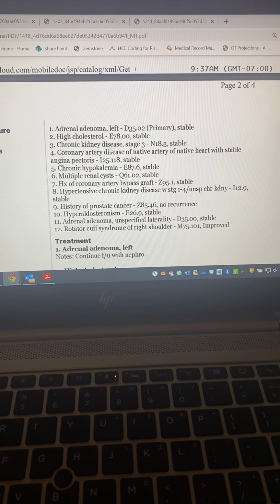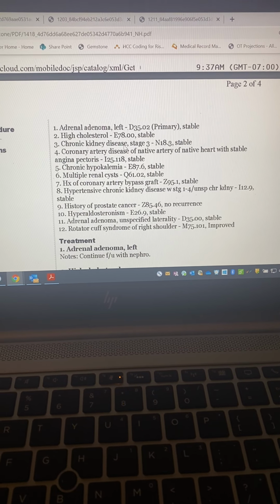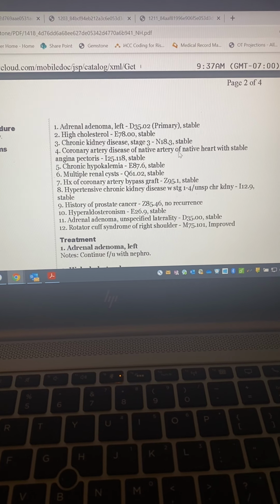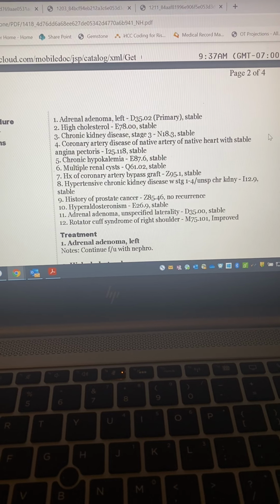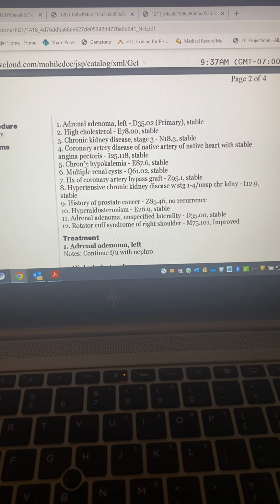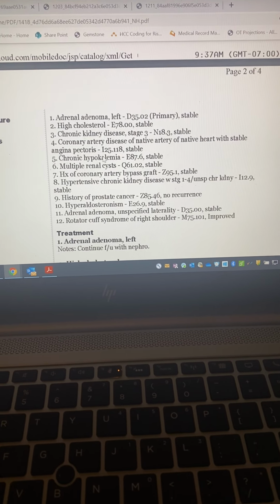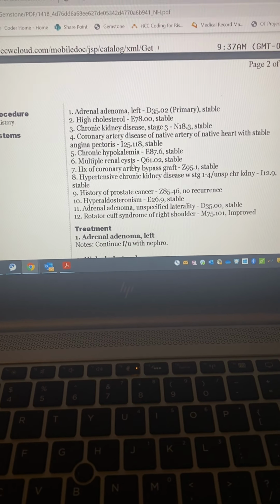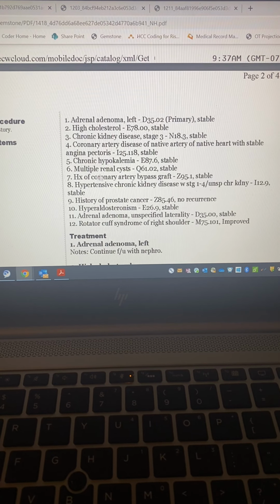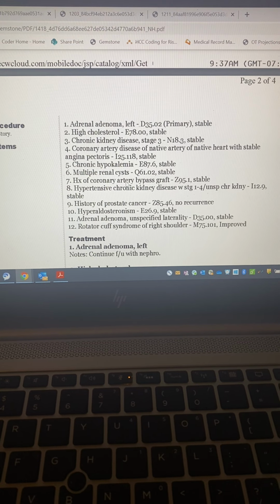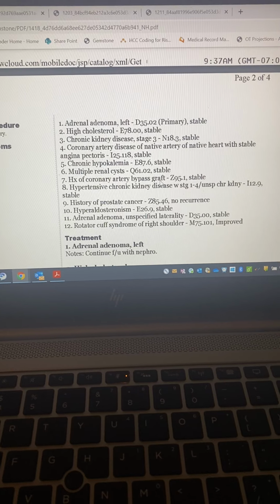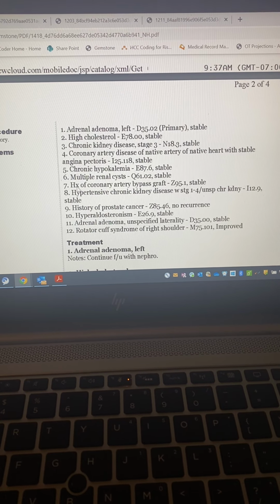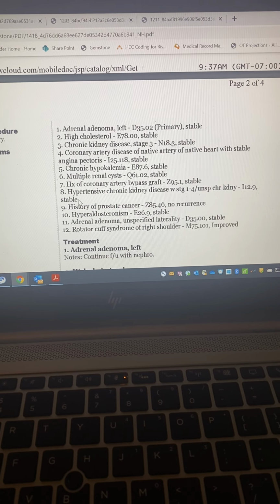So now we see this patient has stage 3 kidney disease. We talked about the CAD, which is the coronary artery disease of the native artery of the native heart with stable angina. They have chronic hypokalemia, multiple renal cysts, and keep in mind we read all of this in the HPI and exams and things like that. History of coronary artery bypass graft. That's when I showed you the CABG, the graft, the procedure that they had.